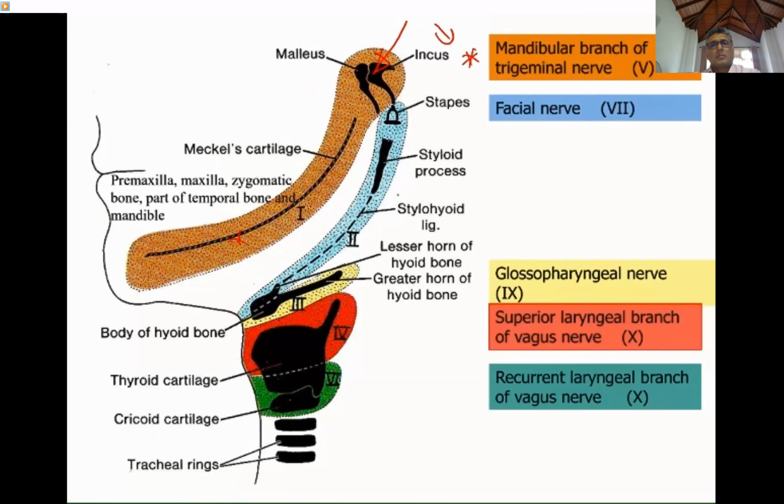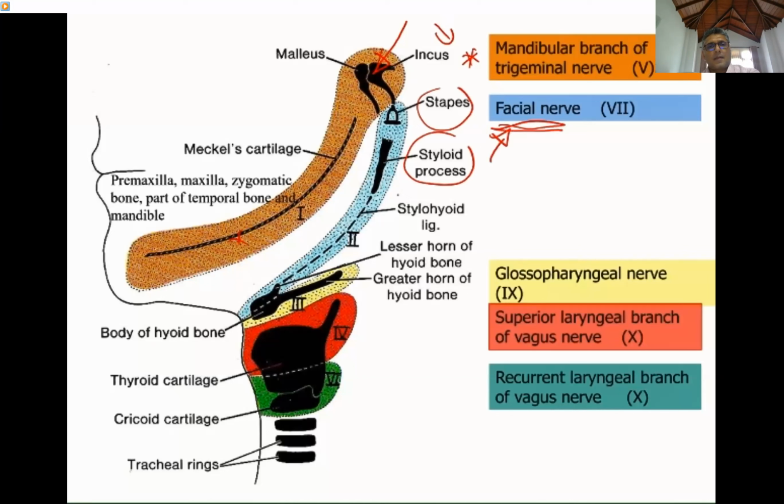Then the muscles and other structures developing from the second pharyngeal arch are indicated here, and the muscles of facial expression, developed from the second pharyngeal arch mesoderm, are supplied by the facial nerve. So the first arch nerve is the mandibular division of the trigeminal nerve, and the second arch nerve is the facial nerve.